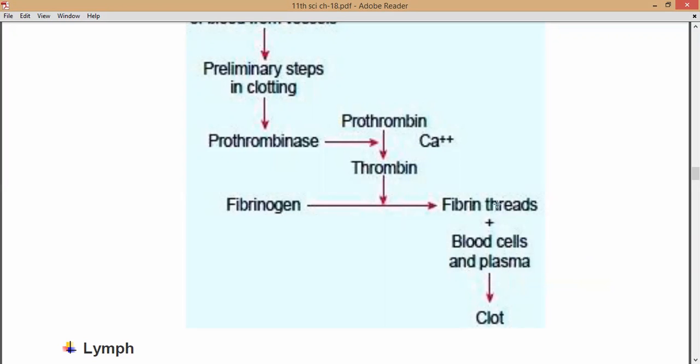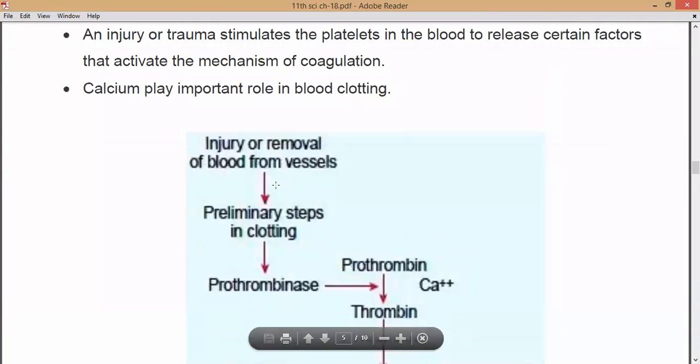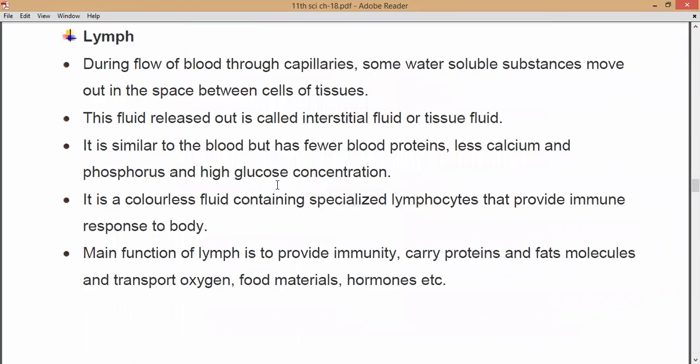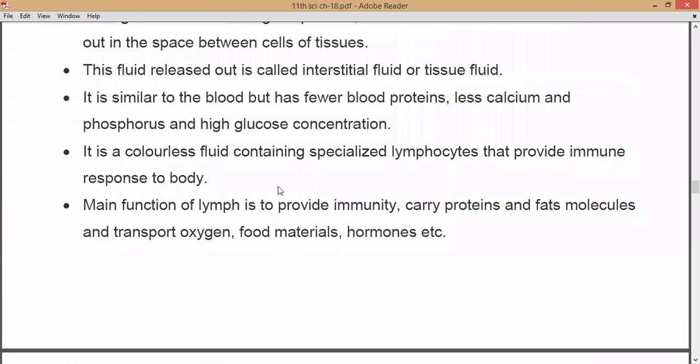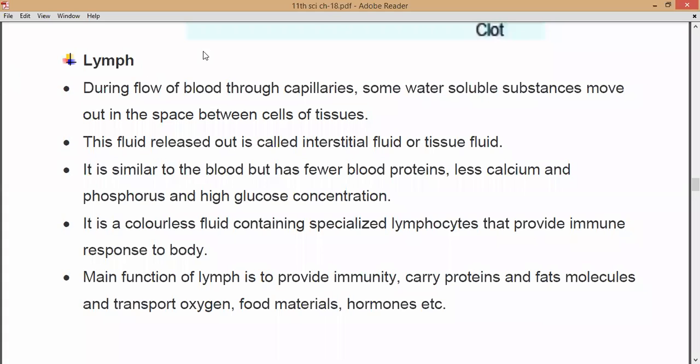When the fibrin threads are formed, they form network-like structures which do not allow the inner blood to flow outside the body. And this forms a clot. This way the blood clotting mechanism takes place, right? Now we are going to see about the lymph, right?